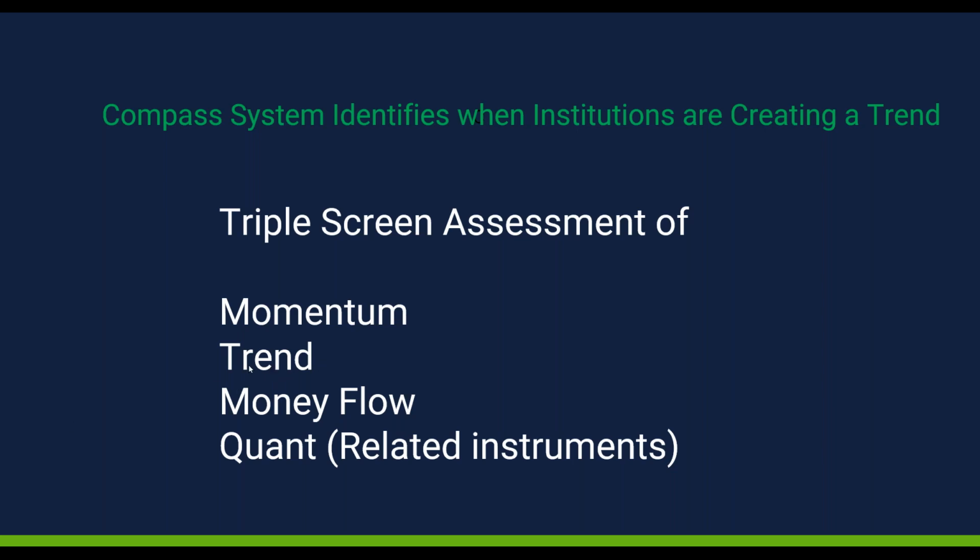We're looking for a triple screen assessment, or a multi-time frame direction, in the trend of the stock. Momentum is different than trend, but the trend is also important. We want all 3 of those time frames to show a trend moving in the same direction. We're also looking for the three time frames to be showing the same on money flow. You want money flow going up. If you're going bullish, you want it to be showing the money flow is positive on all 3 time frames.